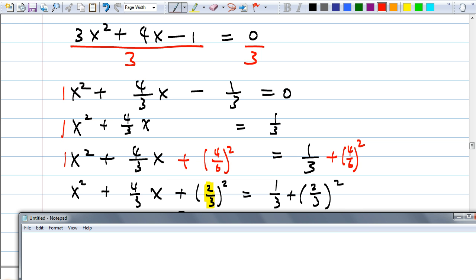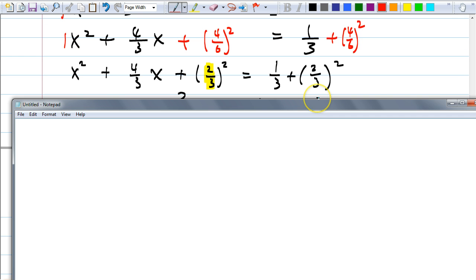Go ahead, keep going. I believe you can figure out the answer. Ask each other questions, help each other out, okay? By the way, I found something interesting. A lot of you, after this step, actually multiply out the 2 over 3 squared on the left side. Do you think that's a good idea?